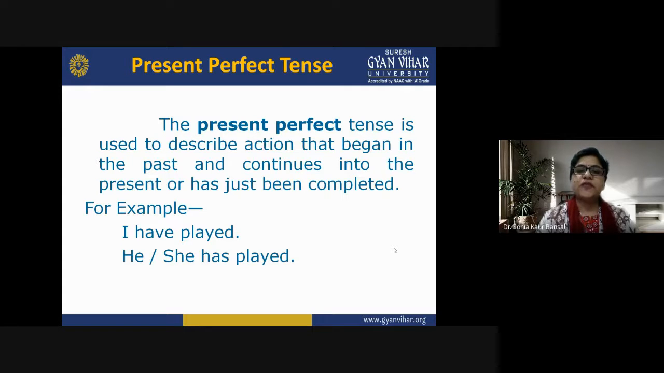So the present perfect tense is used to describe an action that began in the past and continues into the present or has just been completed. For example, students, I have played. That means playing was an action that began in the past and it continues into the present and has just been completed. All right. So he, she has played.